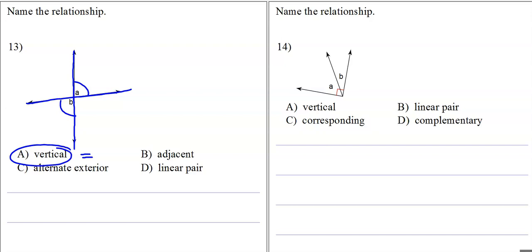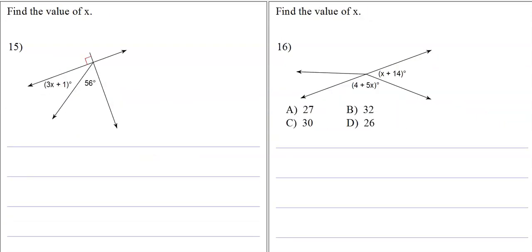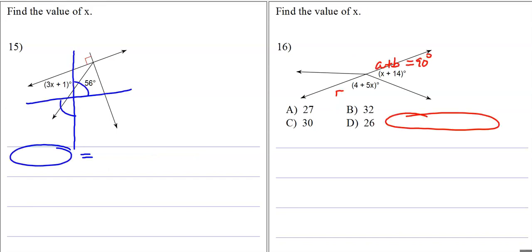This one, I see the little red box in here, which tells me that A plus B has to equal 90 degrees. And two angles that equal 90 degrees are complementary. So supplementary is 180, complementary is 90. All right, moving right along. We're going to use that fact here on number 15.